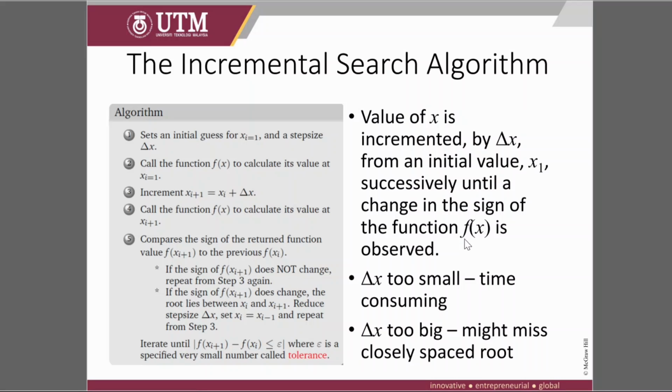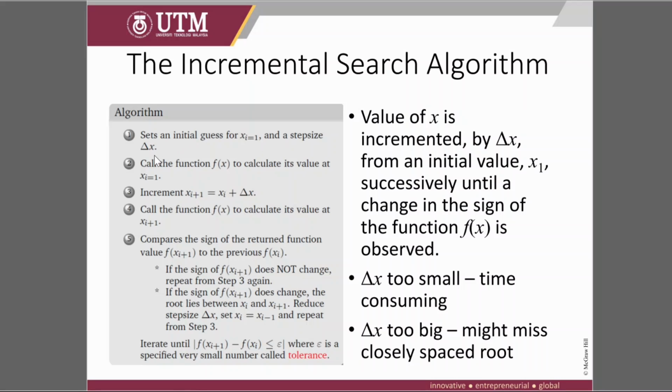The only problem with this incremental search algorithm is that when delta x is too small, it will be time consuming. You have to do a lot of calculations. When delta x is too big, you might miss a closely spaced root, which means sometimes there are two roots close together, and if your delta x is just too big, you might miss the second root, or you might miss both of them at the same time. So what is the algorithm for the incremental search method? First, set an initial guess for x1 and step size of delta x.